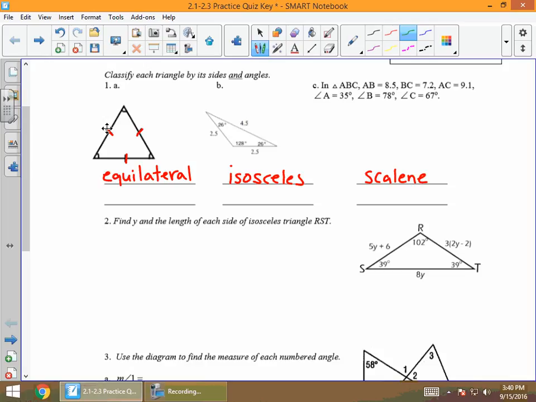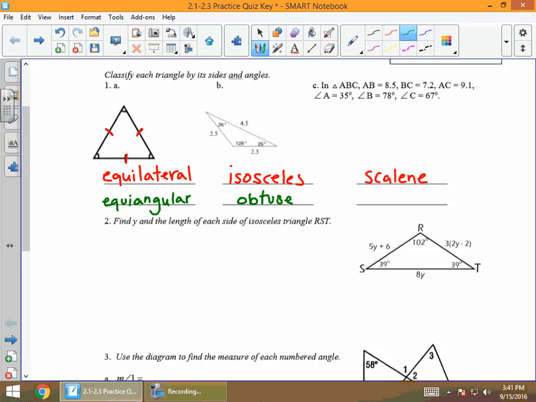So as I look at 1A, all three angles are exactly the same. So we would call that equiangular. And number two, as I look at them, I see two of them are both 26 degrees, so they are both acute, and then 128 is an obtuse, so this one is obtuse.